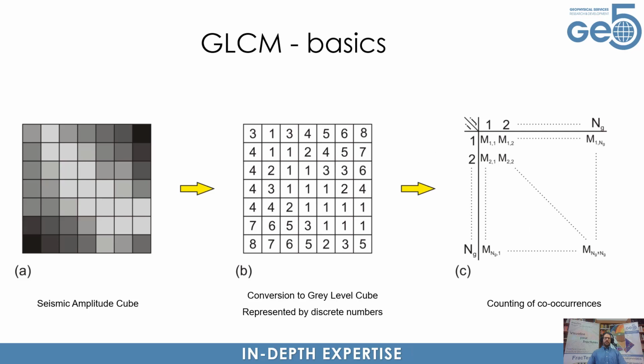To understand the basic ideas of the GLCM calculation, I created a simple 2D image. So on the left side, you see a seismic amplitude cube already converted into gray levels. So in this case, we have light gray to dark gray or black colors. The light gray colors are represented in the middle column with a value of 1, and the black colors are represented with an 8. After this conversion to a gray level cube, we determine the number of co-occurrences of pixel neighbors, and we insert these co-occurrences in this co-occurrence matrix on the right side.